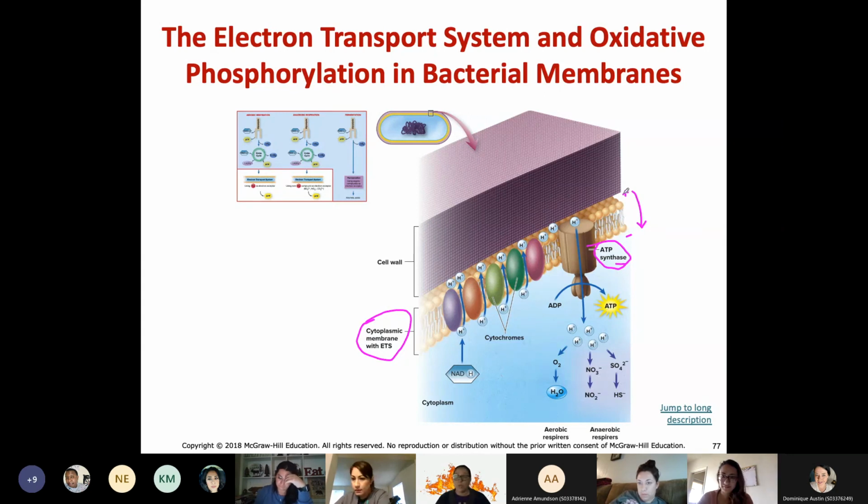You created a gradient where you have more hydrogen on the outside, less hydrogen on the inside. And so that hydrogen is going to flow down its concentration gradient. But guys, we're going to consider that flow of protons kind of like a wind current.